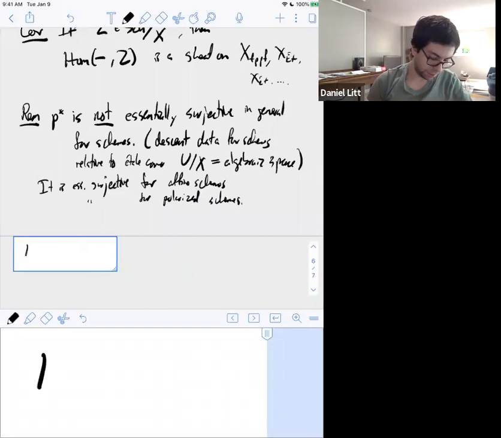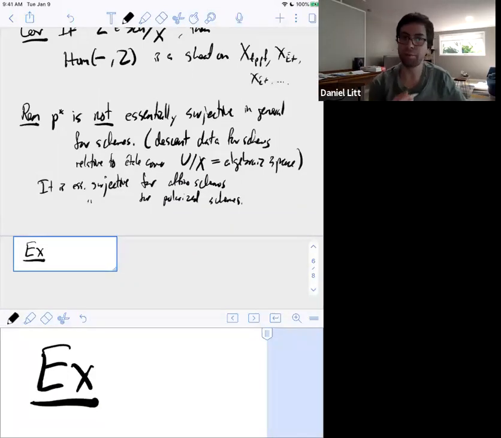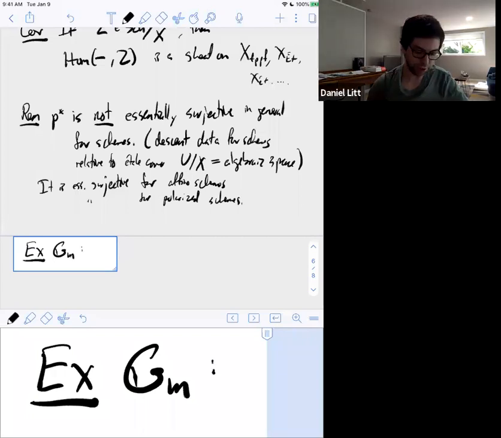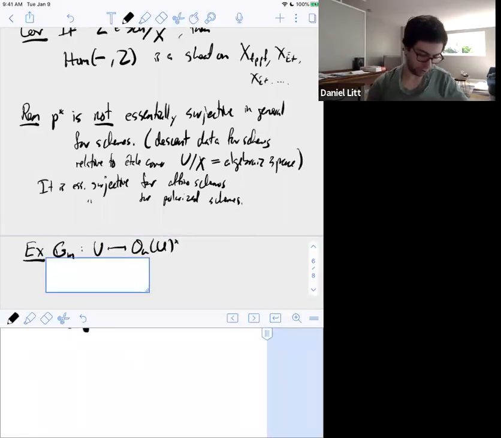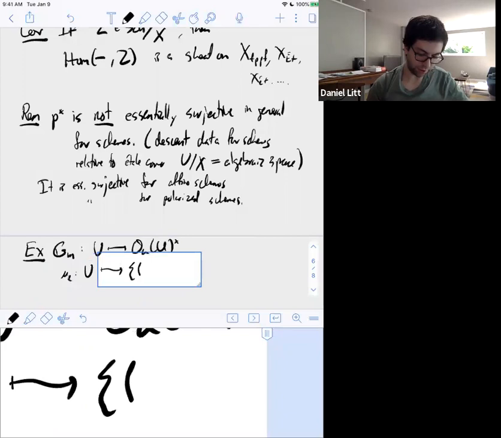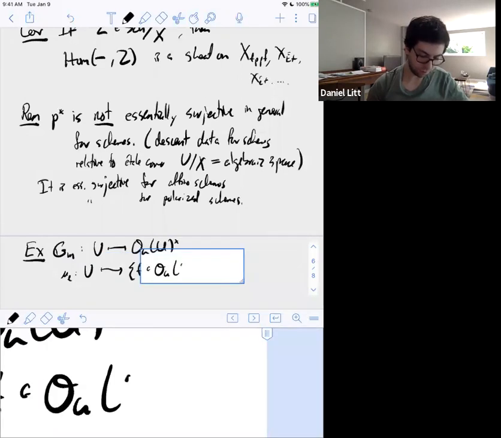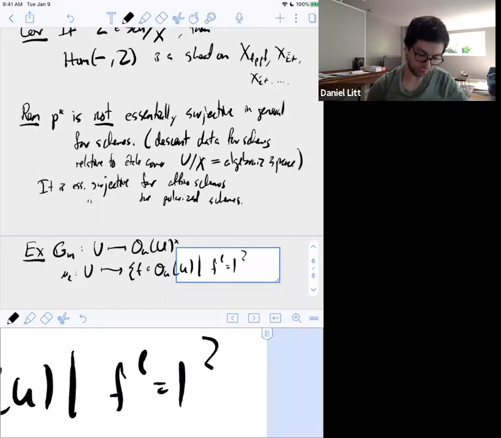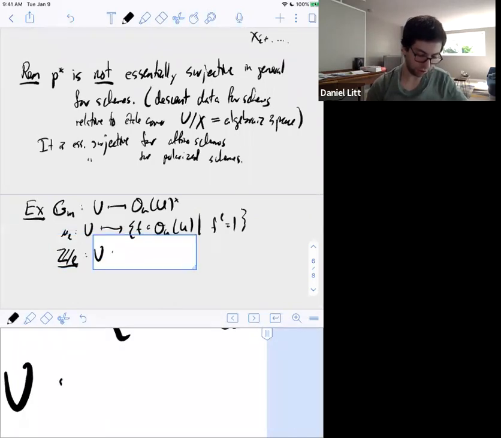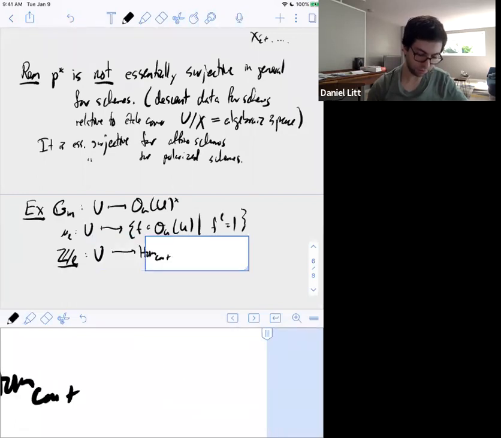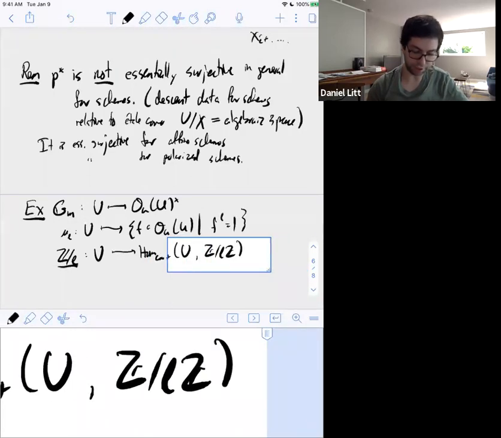Okay, just let me remind you, we talked about some examples. We now have a bunch of examples of sheaves on the étale site. For example, G_m is a sheaf. This sends U to O_U(U) cross. We now know that's a sheaf. We have mu_L, that sends U to the set of elements f in O_U(U) such that f to the L equals 1. We know now that's a sheaf. We have Z mod L, which sends U to the set of continuous maps from U into the constant scheme Z mod LZ, so just L points.